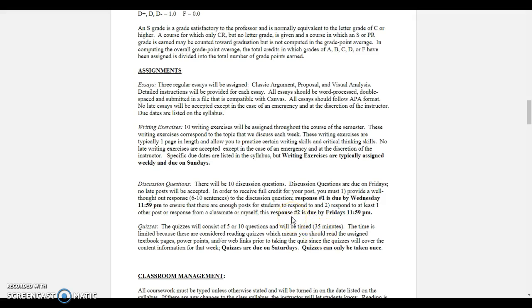And it's very important that you do this, because sometimes people wait till the last minute to post both discussion posts, and if you do that continuously, it will affect your participation grade, because this is an online class, so participation is measured by how active you are during the week. Now, I'm not saying you have to post every single day, but as long as you post by Wednesday and Friday, you will get full credit for your participation points.